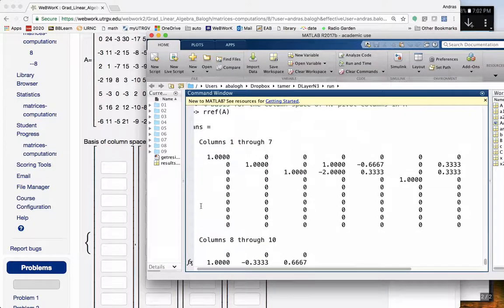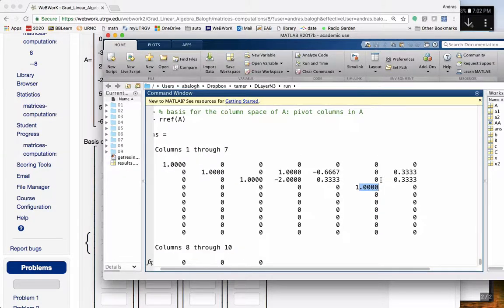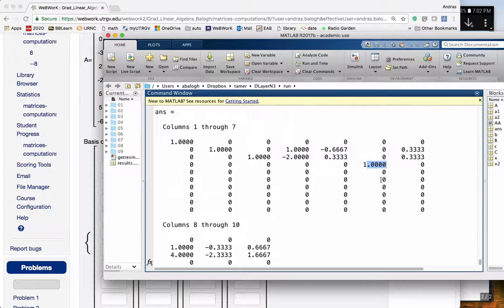And then what this gives you is that in the pivots we have the first column, second column, third column. This is not pivot, this is not pivot. And then 1, 2, 3, and the sixth column also pivot. So columns 1, 2, 3, and 6 are pivot columns.